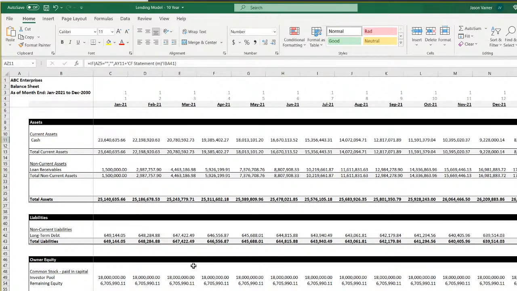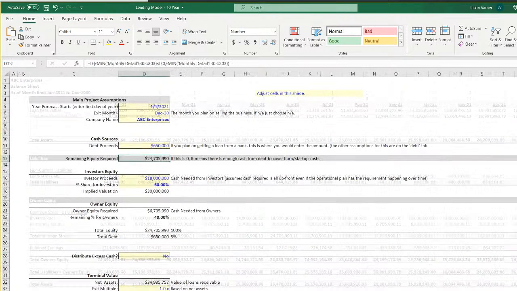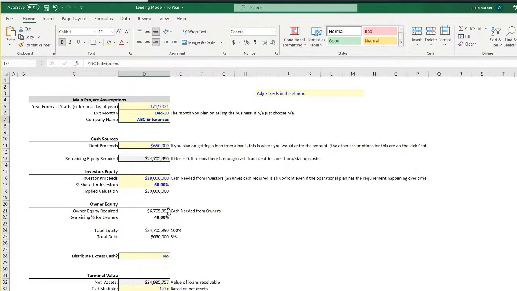So this was very difficult to build out, but it works. We've got the exit valuation, which is just based on the net assets at the exit month. So if we do have an exit here, let's say December 3rd, 2030, it's a 10-year model.